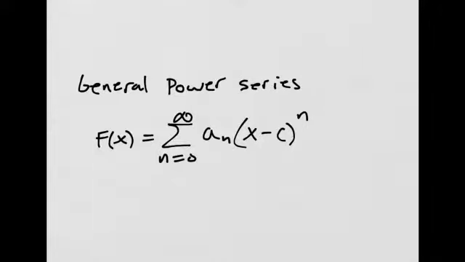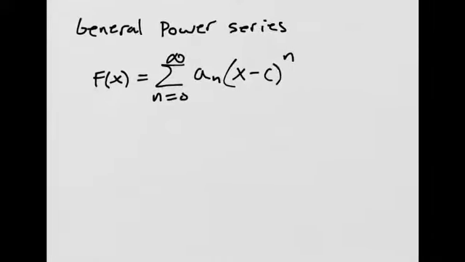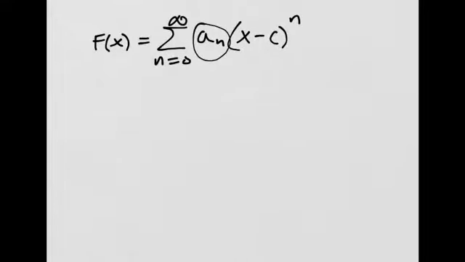So here, a general power series is represented by this. Some sequence, and then times x minus c. That's going to be the center. We saw that with Taylor series and Maclaurin series. Maclaurin series are always centered at 0, and Taylor series can be centered around any c value. So that's just the general form of a power series.